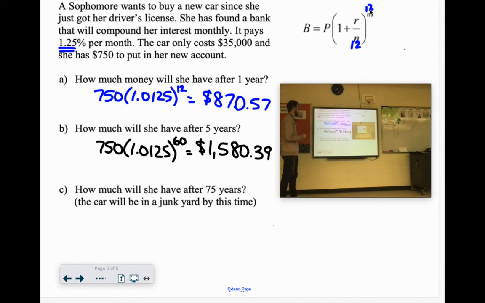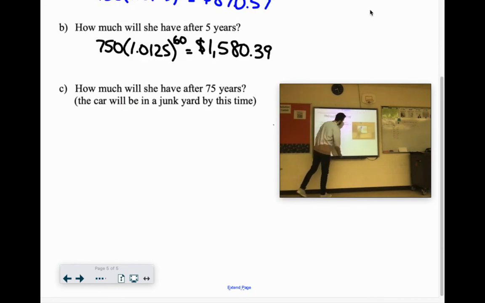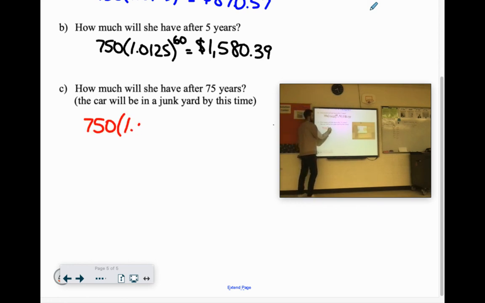How much will she have after 75 years? The car will be in the junkyard by this time. That's probably true. 75 years. Let's see if she can even afford the car. Oh, I hope so. 750 times 1.0125. Now here we have to do 12 times 75. 12 times 75. 900. Wow. Imagine doing that without a calculator. 1.0125 to the 900th power. That's a large number. Times $750.